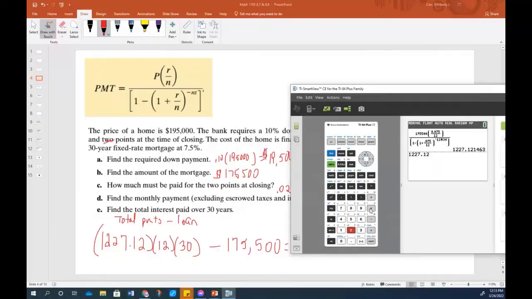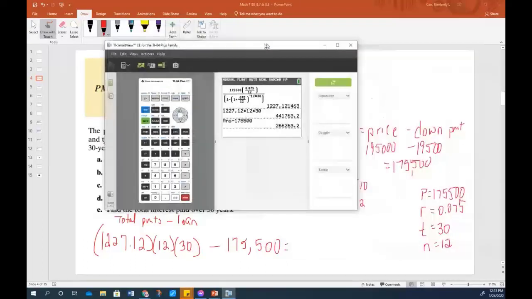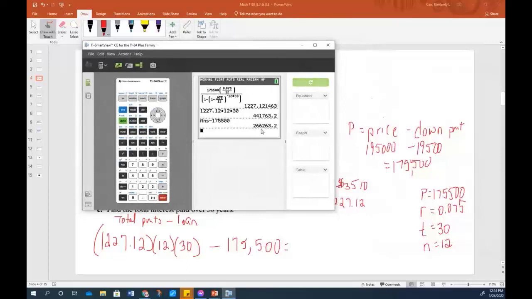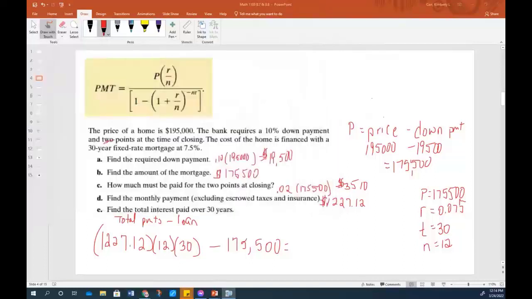$1,227.12. And as far as that putting in parentheses, it would have been fine to put that in parentheses, but I could also just hit the times key. So times 12 times 30. You might be interested to go ahead and find out how much you're going to pay them over 30 years, minus your loan amount. Now you could type that in, how much you were going to pay them, but I just hit minus and it automatically does the answer. So that's minus $175,500. For loaning me this money over the course of the next 30 years, they'll make $266,263.20.